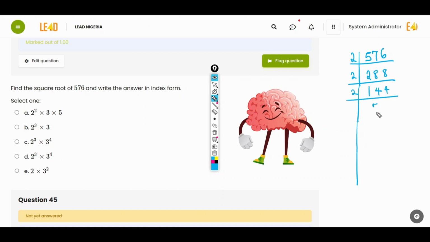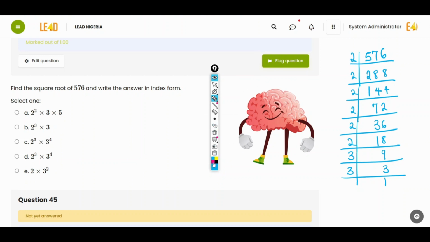This would give me 72. Can work with 2 again. This would give me 36. Can work with 2 again. This gives me 18. Can work with 2 again. This gives me 9. Now we switch to 3. Work with 3. This gives me 3. And then 3 again. This gives me 1.